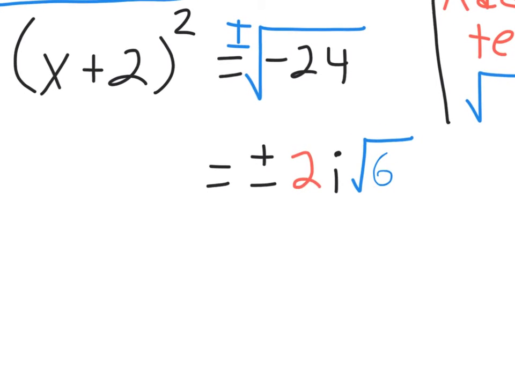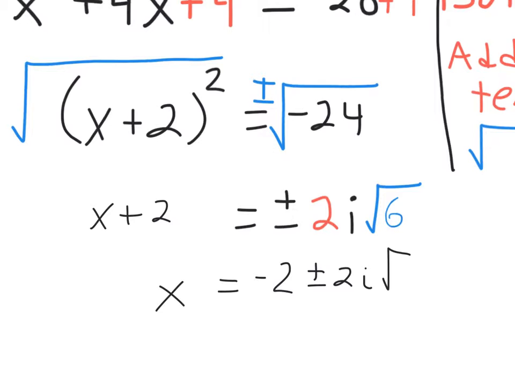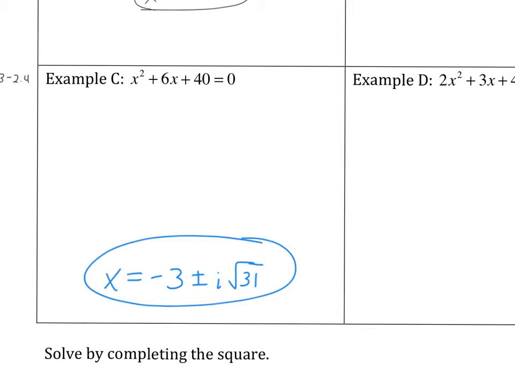Now we're not done because we have one more thing to do. I'm going to bring down the x plus 2 because when you take the square root of a square, the radical and the square annihilate each other. Mutual destruction. And now I subtract 2 from both sides to get this as my final answer. So make sure you check your answer on this one.